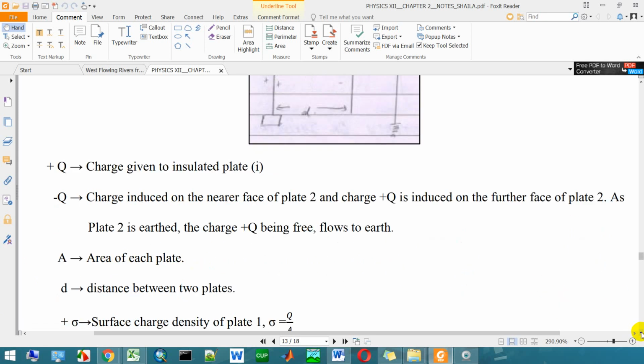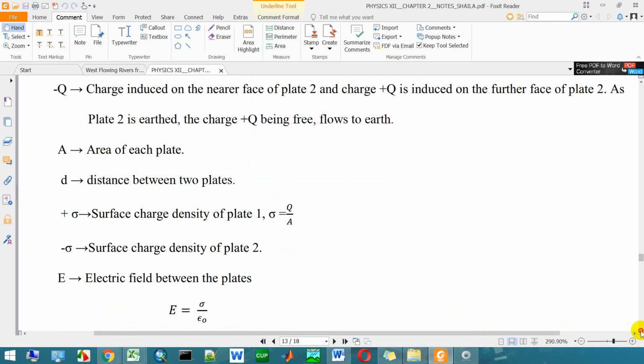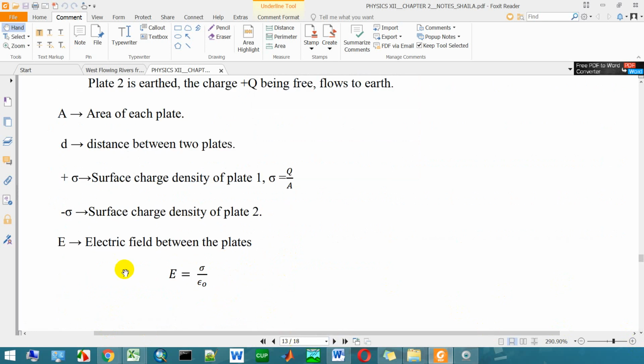Capital A is the area of each plate. D is the distance between the two plates. And as I already told, sigma is charge per unit area, so Q by A, and E is the electric field between the plates. The electric field between the two parallel plates is given by sigma by epsilon naught, which you have learned in the first chapter. It comes under the application of Gauss's theorem.